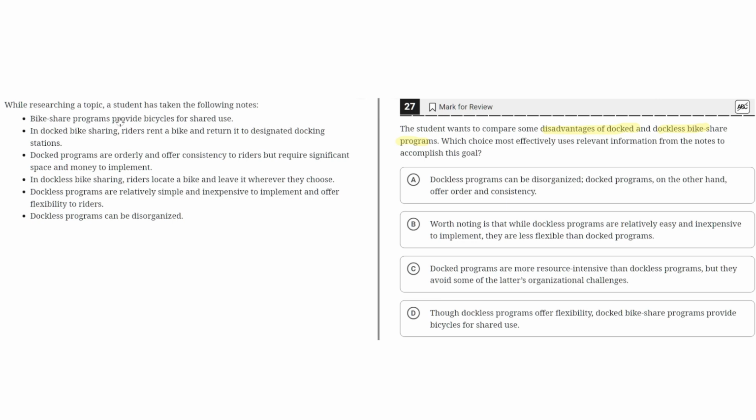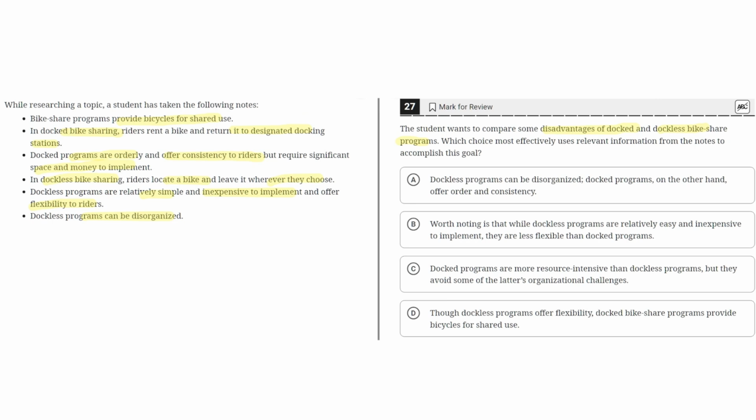Bike share programs provide bicycles for shared use. In docked bike sharing, riders rent a bike and return it to a designated docking station. Docked programs are orderly and offer a consistency to riders, but require significant space and money to implement. In dockless bike sharing, riders locate a bike and leave it wherever they choose. Dockless programs are relatively simple and inexpensive to implement and offer flexibility to riders. Dockless programs can be disorganized.